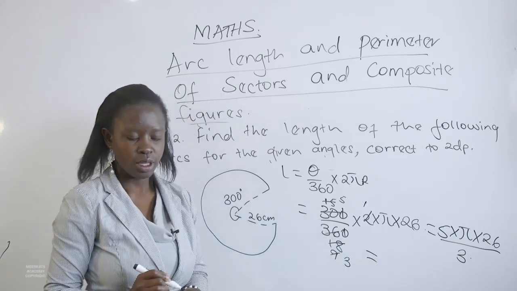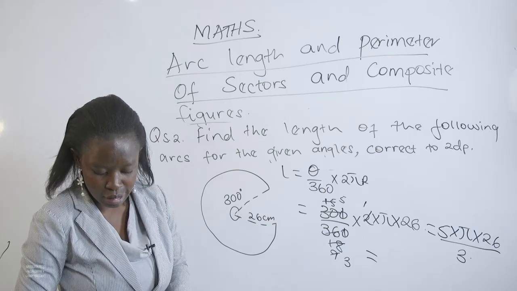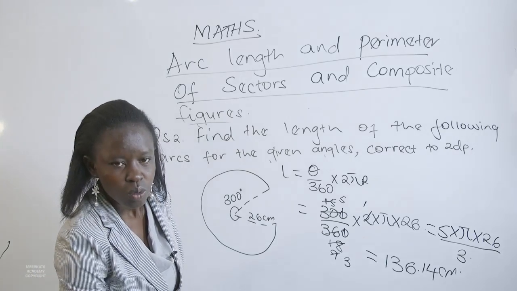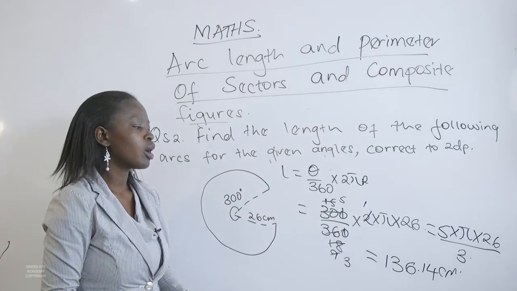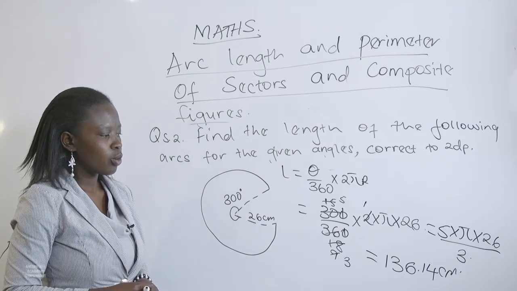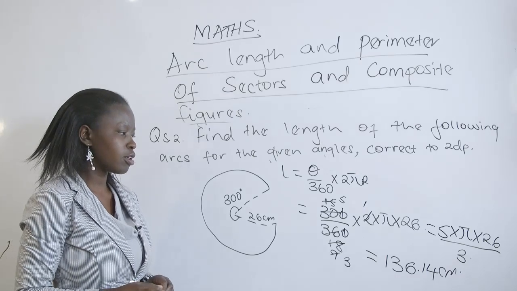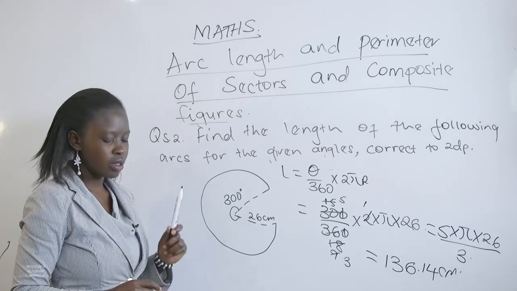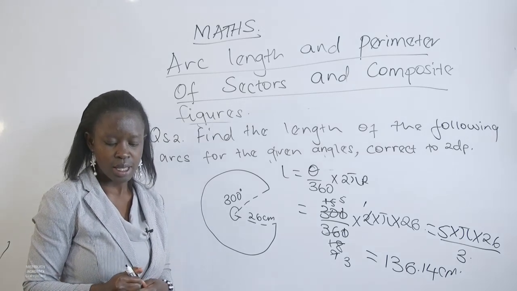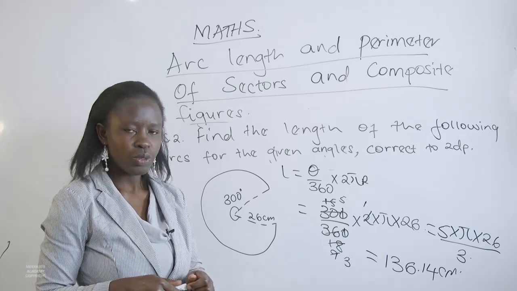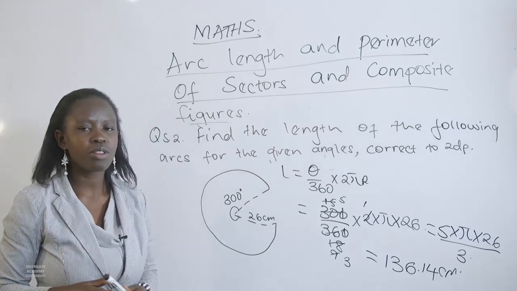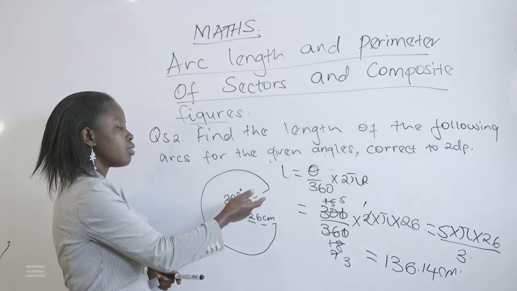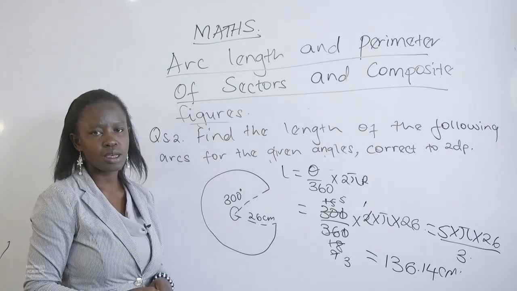When we simplify from our calculators, we get 136.14 centimeters as the length of our given arc. So in this case, the sums that we've just worked out, we've only been finding the length of the arc.